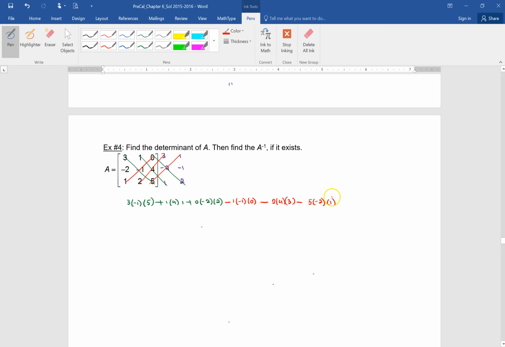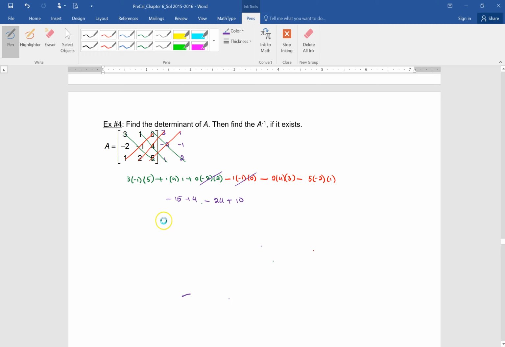All right, next. Now, Henry, what do we get here? Well, this is 0, this is 0. So we get negative 15 plus 4 minus 24, plus 10. When you add all that, what do you get? Is it negative 25? So this is the determinant of A.